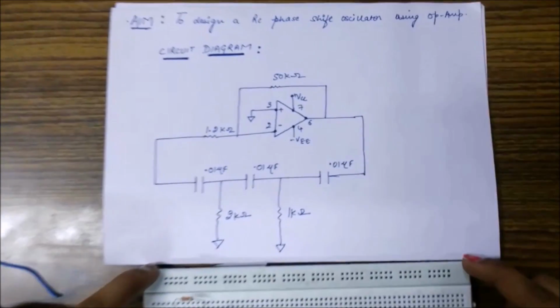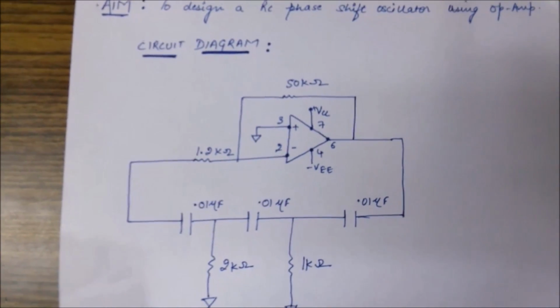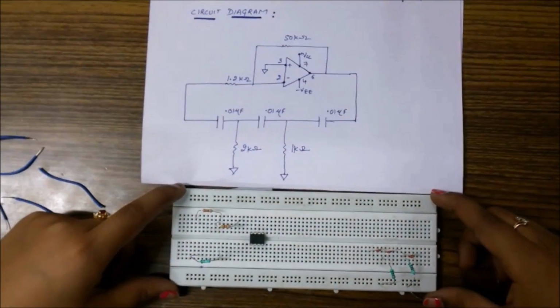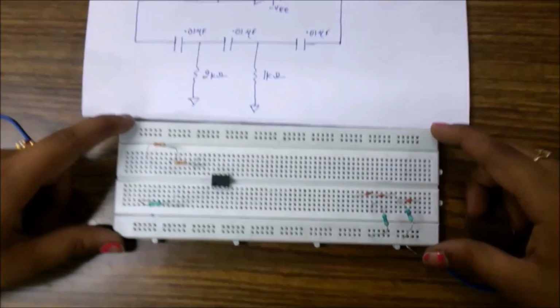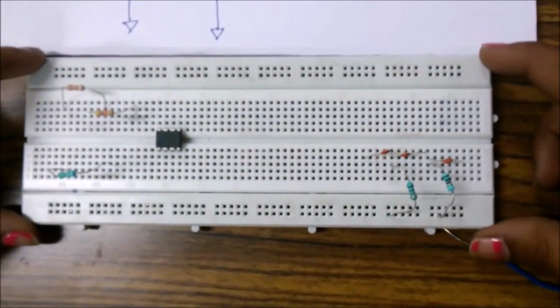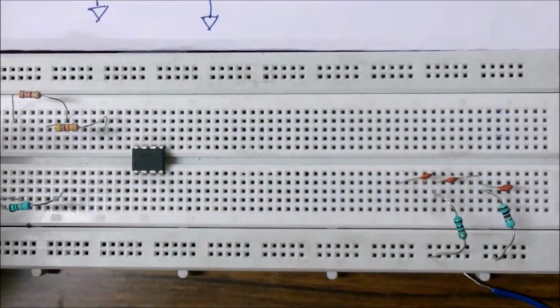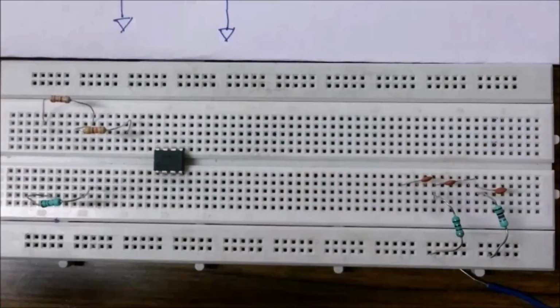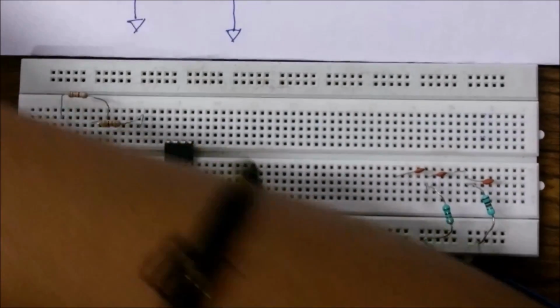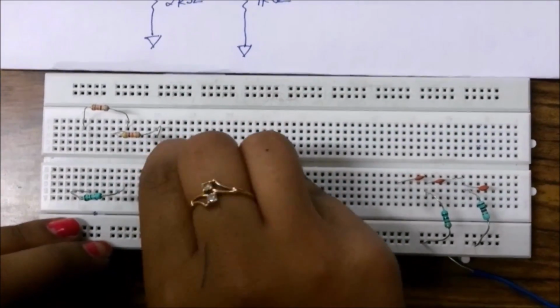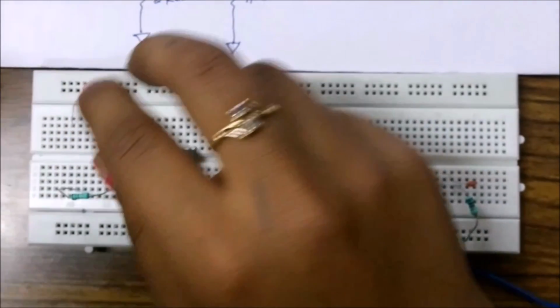Now let us perform the experiment of an RC phase shift oscillator. Here you can see the circuit diagram and breadboard. On the breadboard we have already placed 50 kilo ohm, 1.2 kilo ohm, 3 capacitors of 0.01 microfarads and 2 resistances of 1 kilo ohm. Now connecting the 1.2 kilo ohm to the second pin, which is the inverting pin of an opamp.